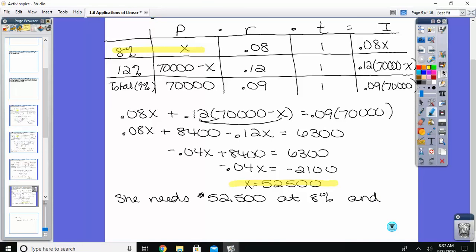And to get my 12%, you have to do 70,000 minus X. So 70,000 minus 52,500. Questions?